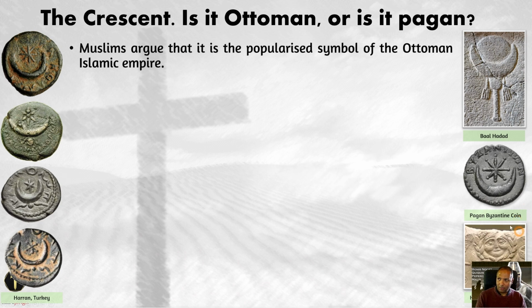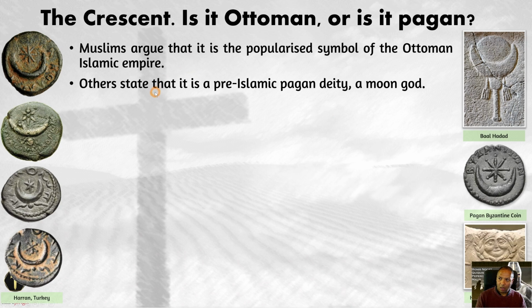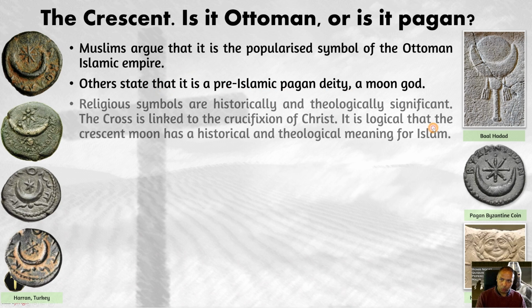Now, Muslims argue that this crescent star is the popularized symbol of the Ottoman Islamic Empire. However, we can see that this symbol goes back into BC, right? Well before Islam was established. And they've borrowed this pagan symbol, which has a long history in that region. Others state that it is a pre-Islamic deity and moon god.